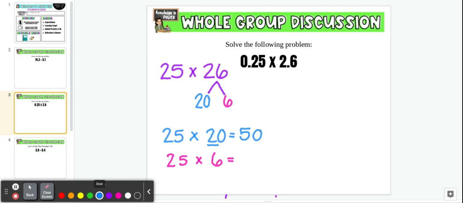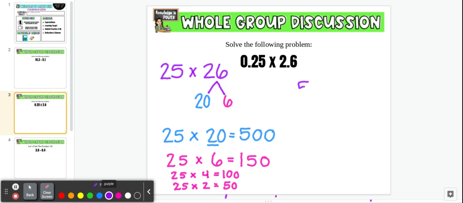When we do 25 times 20, I'm going to do 25 times 2, which is 50, because I like to think of quarters. If I had 2 quarters, I'd have 50 cents. And then we add that 0 in, so 500. Now, 25 times 6 is a little bit trickier. So what I would think of is 25 times 4. If you have 4 quarters, you have $1. So 25 times 4 is 100, and then 25 times 2 is 50. So 25 times 6 would be 150.